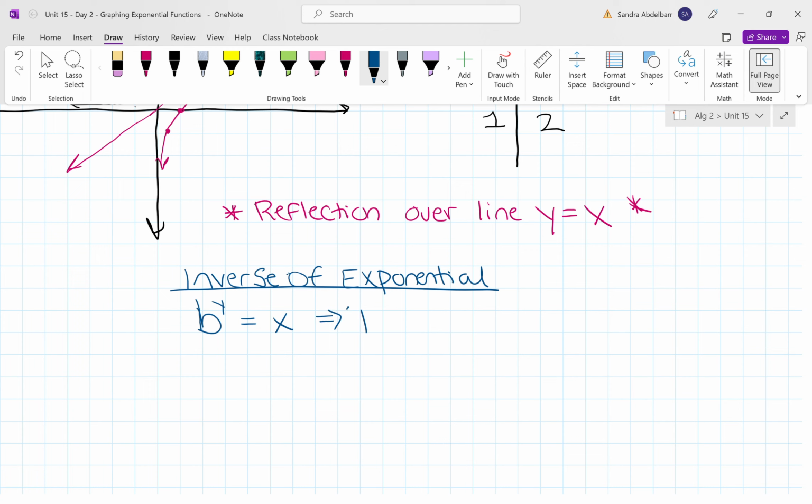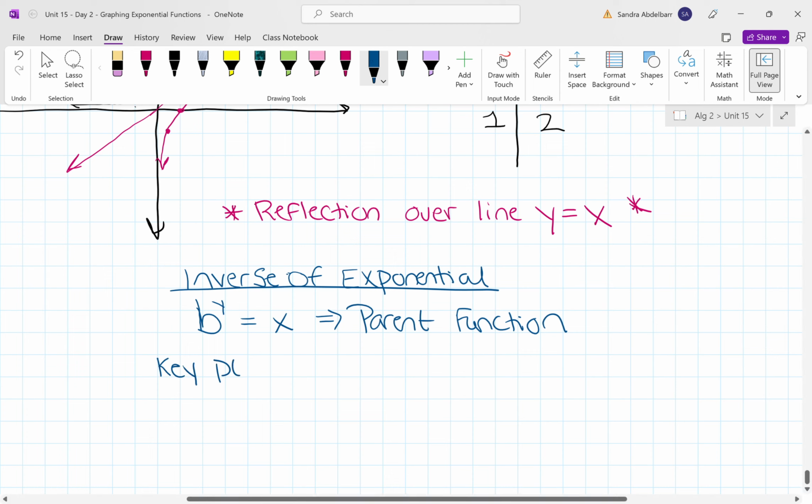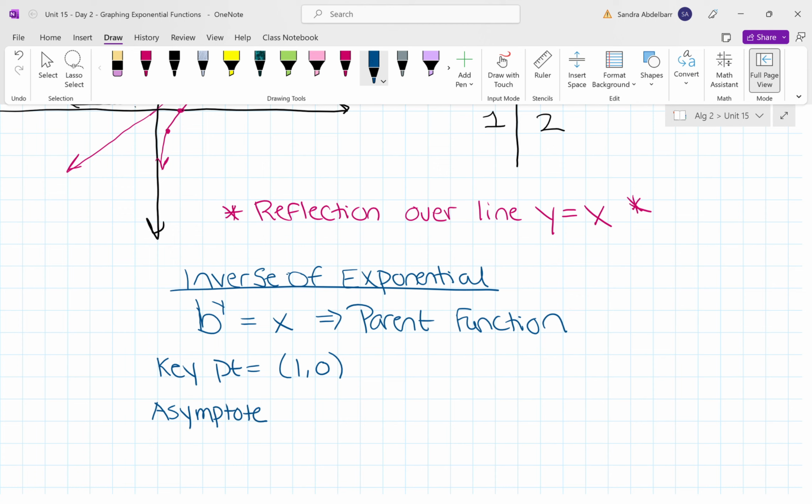This is our parent function. So our key point is not going to be 0, 1 anymore, right? We're inverse now. So it's not 0, 1, it's going to be 1, 0. The asymptote will be 1 unit to the left of the key point.